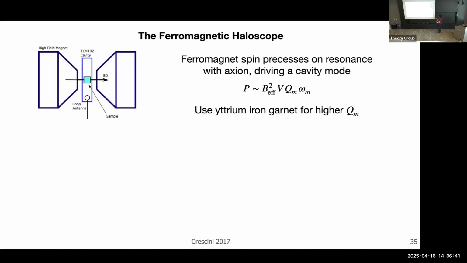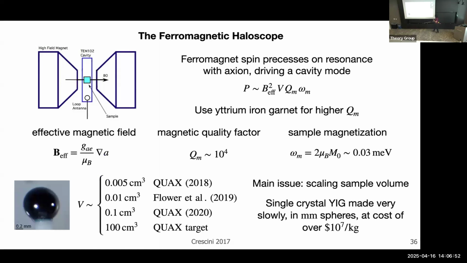Every single experiment uses the same material. They always use yttrium iron garnet. If you're an applied physicist, it's a very famous material because it has the highest known Q sub m of any magnetic material by a lot. So here are the numbers. The effective field of the axion depends on its gradients. The magnetic quality factor of yttrium iron garnet is 10 to the 4, and this is something that people work very, very hard to achieve.